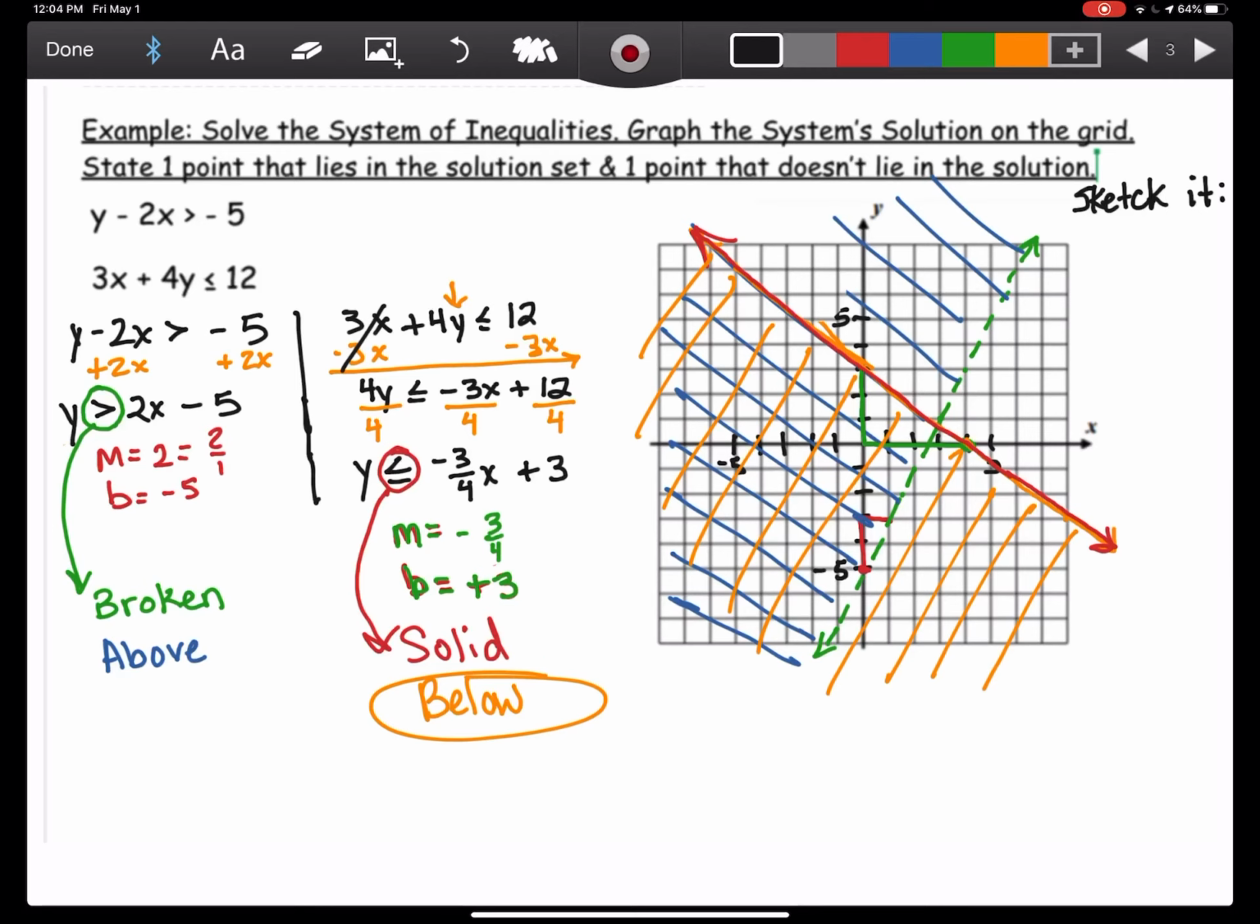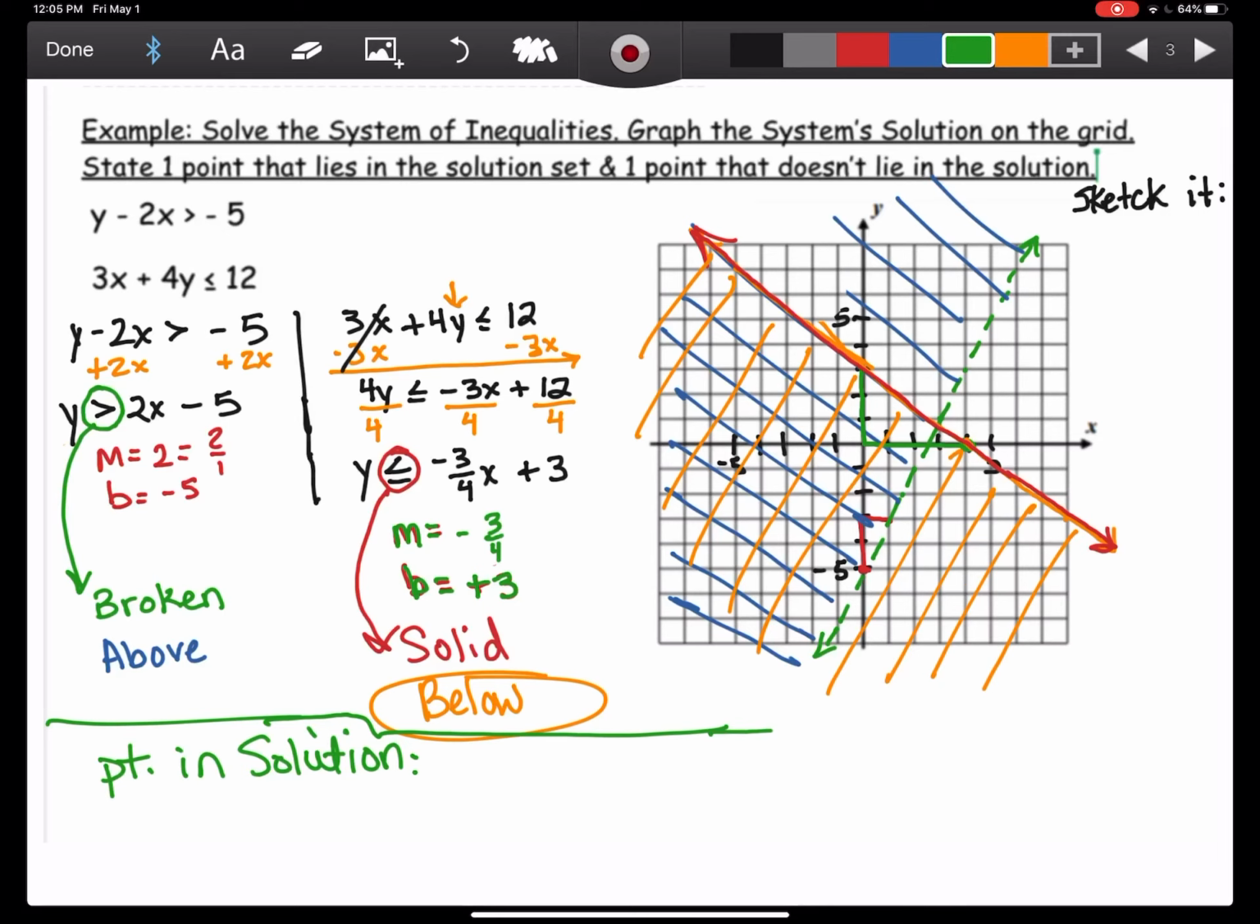But there's one more thing I want you to do, and that's, I want you to tell me a point that's in the solution. So this is the last step. Point in solution. Give me any point in the solution. I'll tell you one. And then I want you to give me a point that's not in the solution. Okay. So a point not in the solution is pretty easy to find.